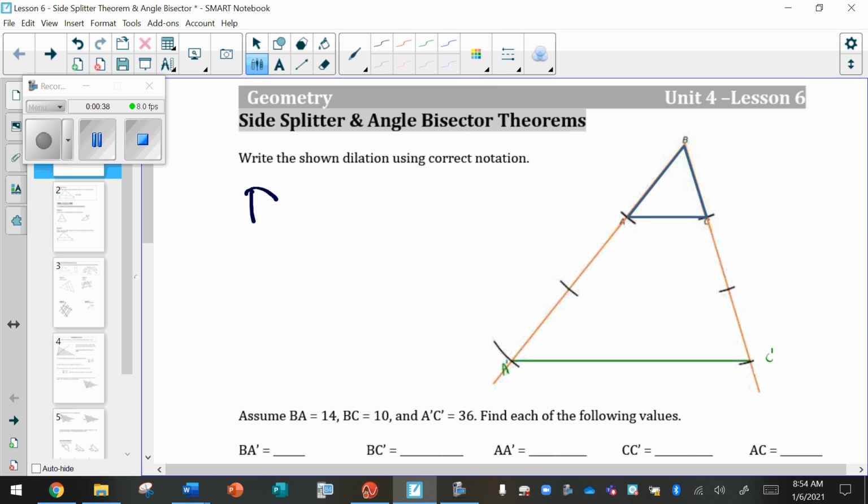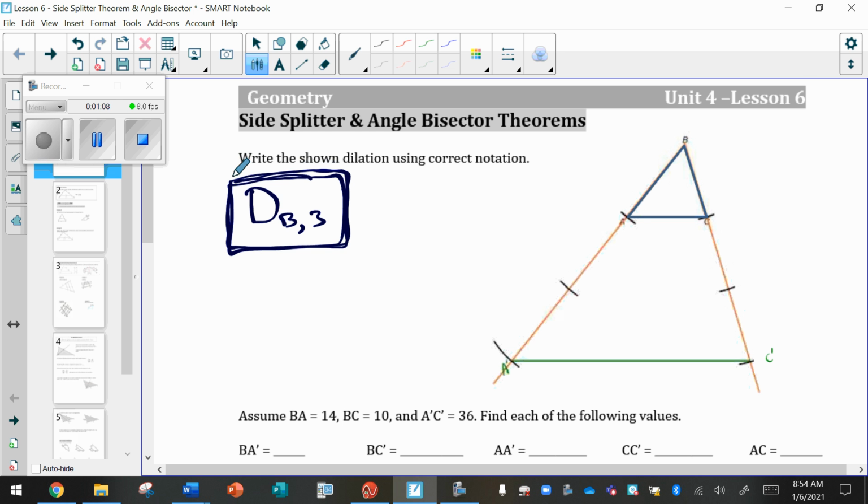Because it's a dilation, we know we're going to use a D. You need to know, based on the picture that you see, where the center of dilation is. And you need to be able to determine, based on the picture you see, what the scale factor is. Then you can write your proper notation showing that it is a scale factor of 3 centered at point B.